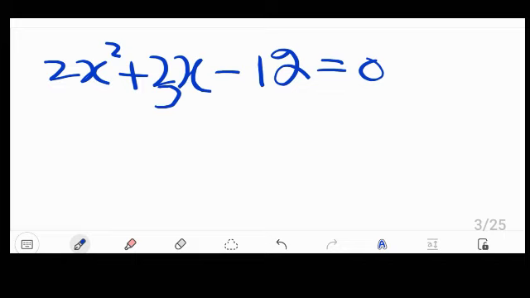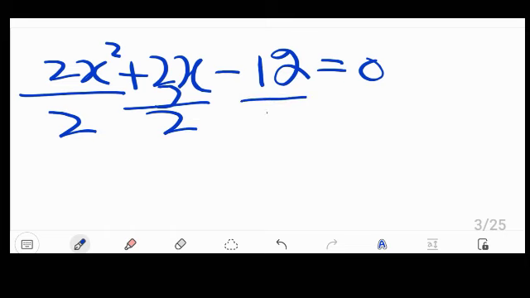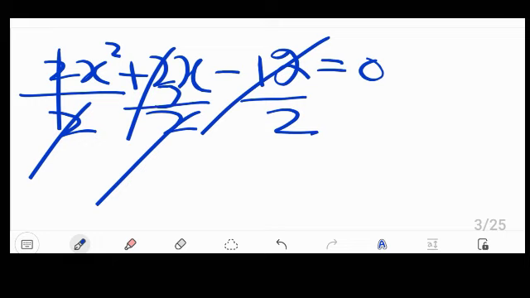Just divide by the coefficient of x square only. I mean, just imagine that I am dividing the whole question by 2. It means that 2 is divisible by 2, 2 is again divisible by 2, and 12 is also completely divisible by 2. If, for example, imagine here is 11 divided by 2, it will become a fraction.